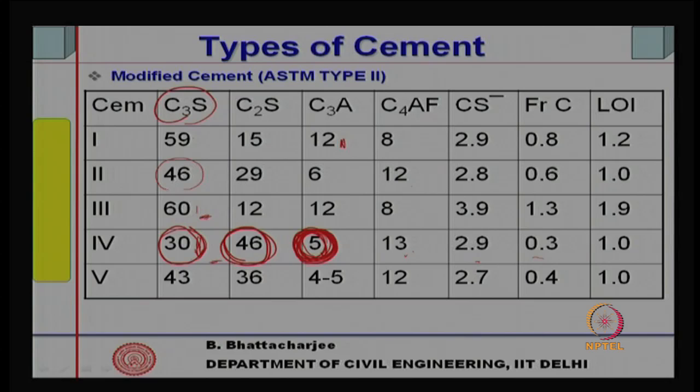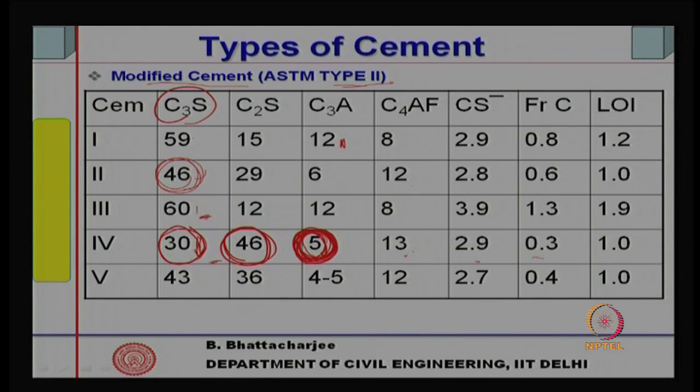Now, type 2 is in between, which is called modified cement as per the American Society for Testing and Materials classification. ASTM type 2 cement is the modified cement, and modified cement is something in between. It has got low heat of hydration, but not as low as this. Low heat of hydration also means the strength development rate will be slower, therefore your demolding time will be higher. So modified cement is a compromise between the two.